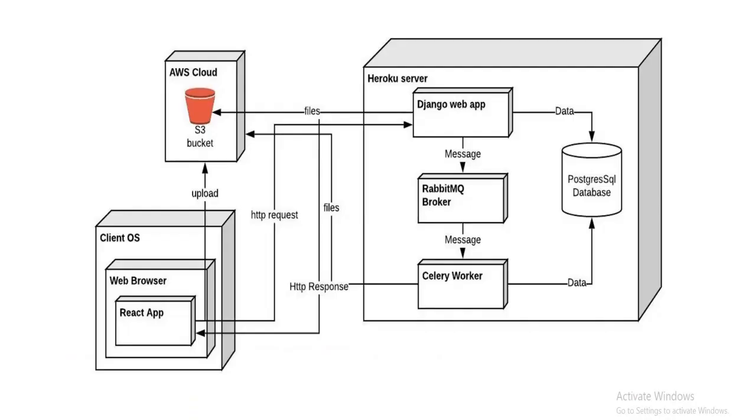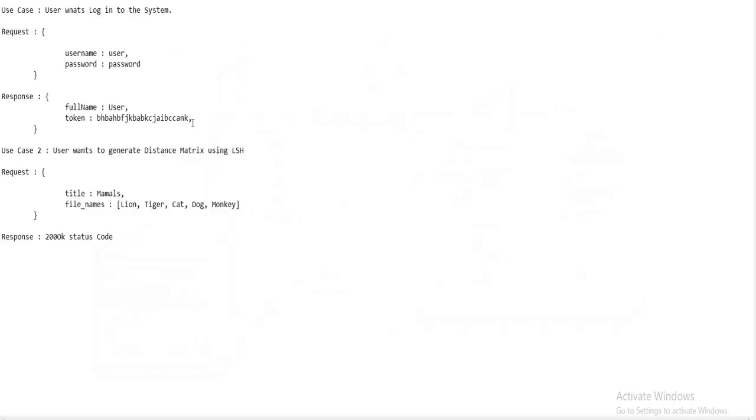I'm going to talk about the backend of our system. This is the deployment diagram of our system. Our backend is written using the Django REST framework. I'll take two use cases and illustrate how the system works. The first one is the user wants to log into the system.